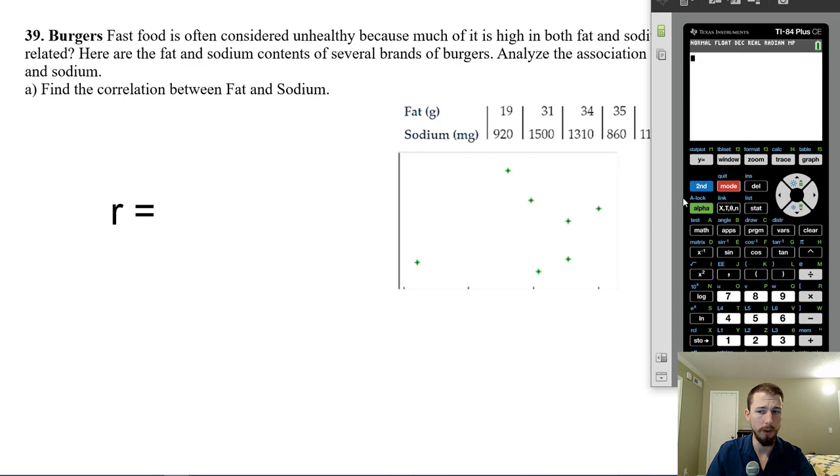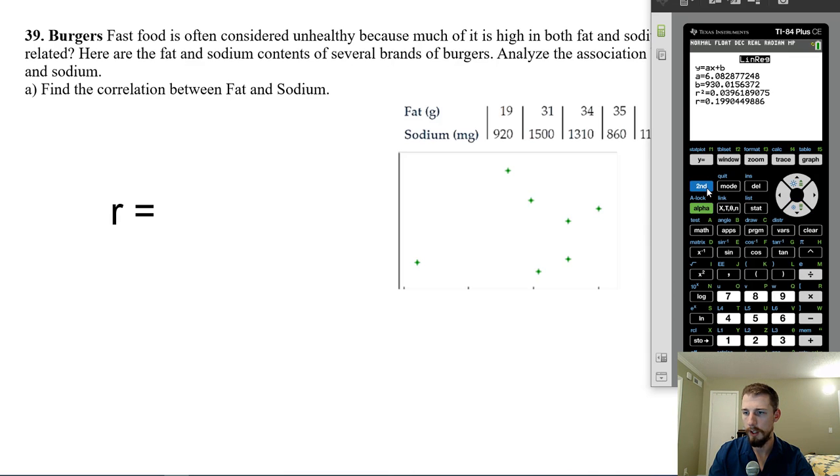All right, find the correlation. To find correlation, we go to stat, arrow over to calculate, and go down to linear regression, which is the fourth option. Then I'm going to do second 1 for list 1, and second 2 for list 2, okay?